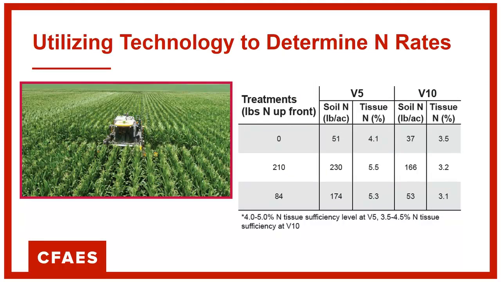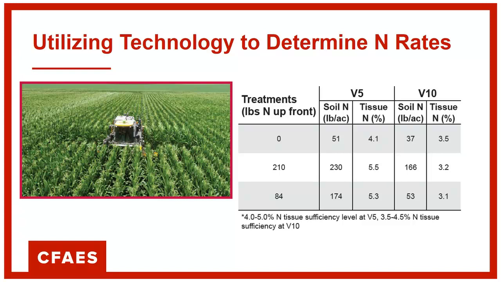So then we start looking at how can we use technology a little bit better and actually start figuring out what Mother Nature is doing to the soil and doing to the nitrogen we put down. So we started looking at using soil tests and tissue tests, and actually did a little bit of NDVI, remote imagery, to try to figure out the crop health and nitrogen potential there. And we did treatments at V5 and V10. In those treatments, we had 0 pounds up front, 210 pounds up front, and 84 pounds up front. Took soil tests.